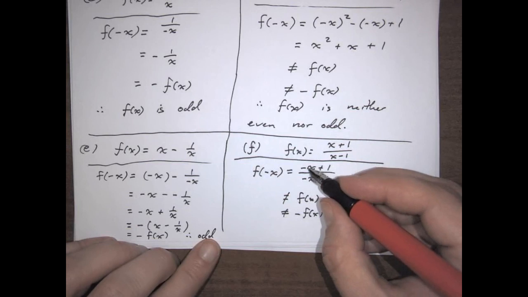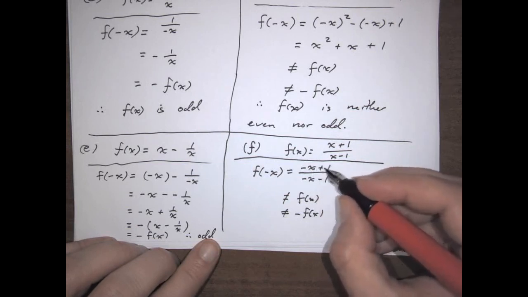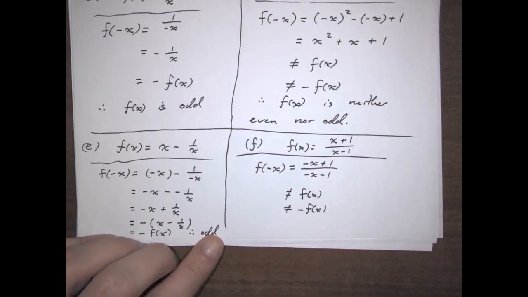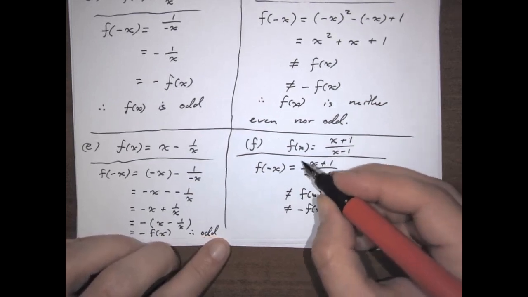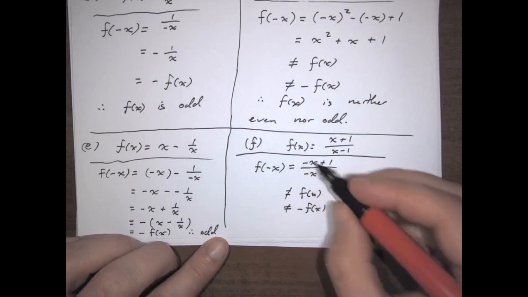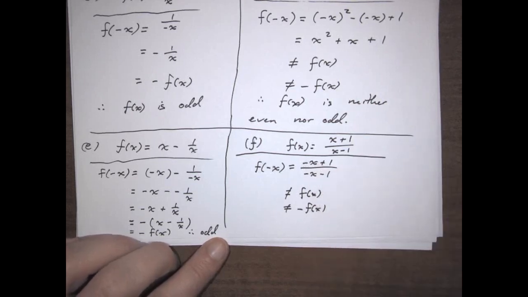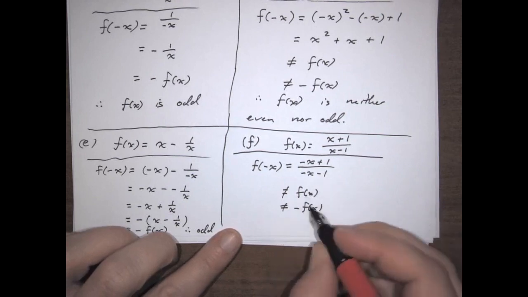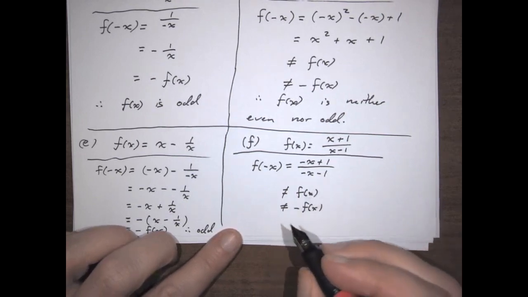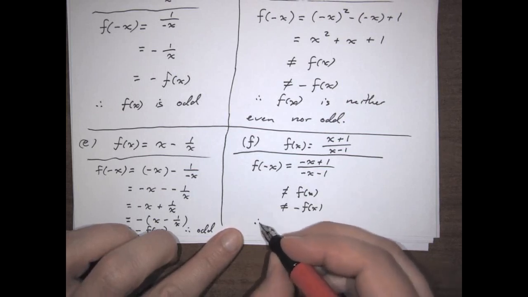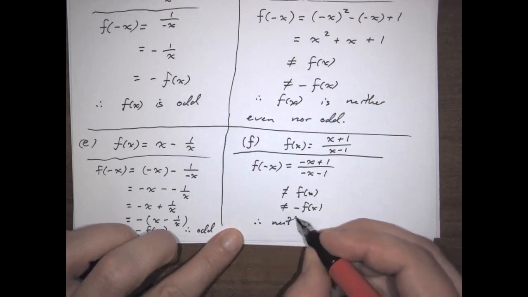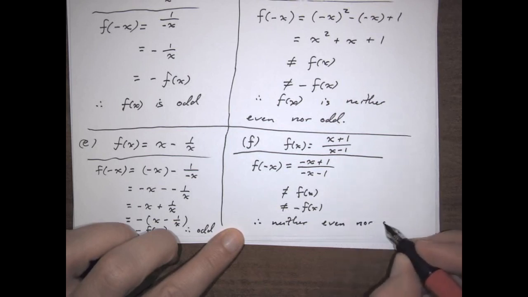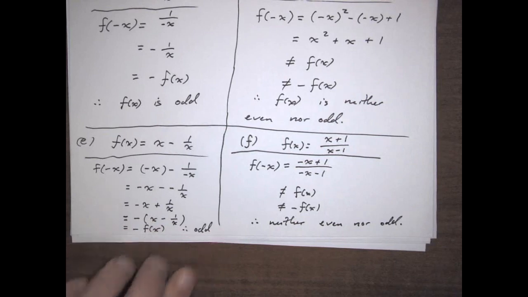And similarly, if I were to pull a negative out of this, then that would make that minus 1, not plus 1. So we're not going to be able to do anything profitable with these negatives, and also they don't cancel each other because they're not factors of the entire top or the entire bottom. So it's not the same as the original function. It's also not the same as the opposite of the original function. And so therefore, neither even nor odd.